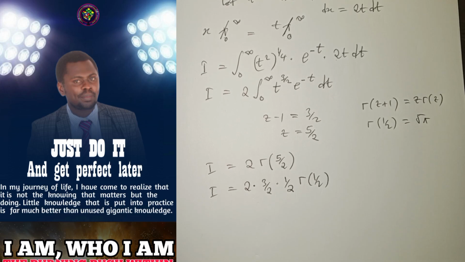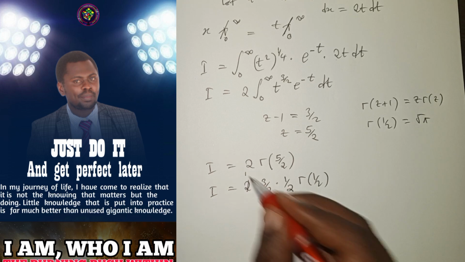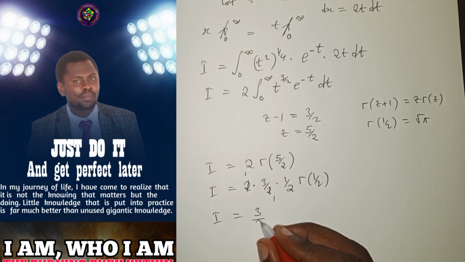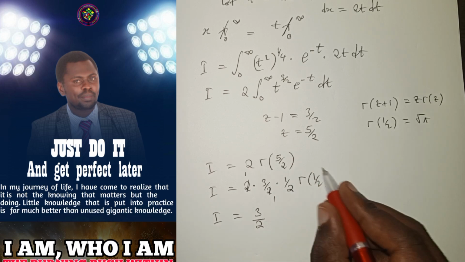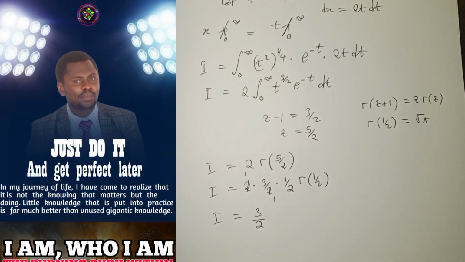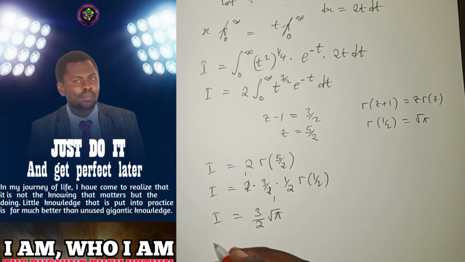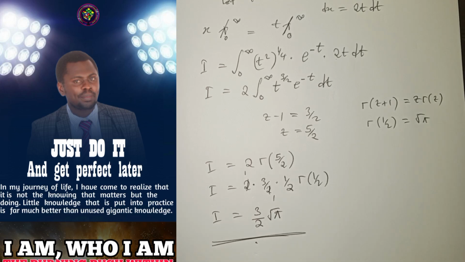So we have simplified. What you do now is that this 2 can go there. So 2 in 2 is 1. So I is equal to 1 multiplied by 3 multiplied by 1, you just get 3, and 1 multiplied by 2, you get 2. Then where there is gamma of 1 over 2, you get square root of pi. So that is our answer.